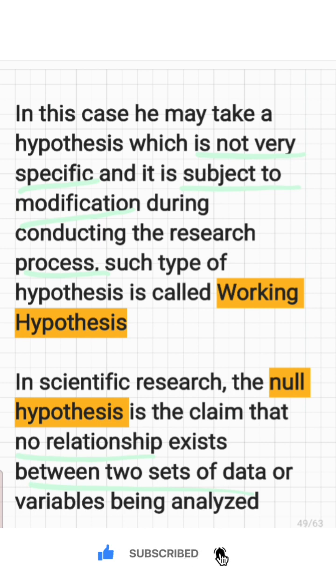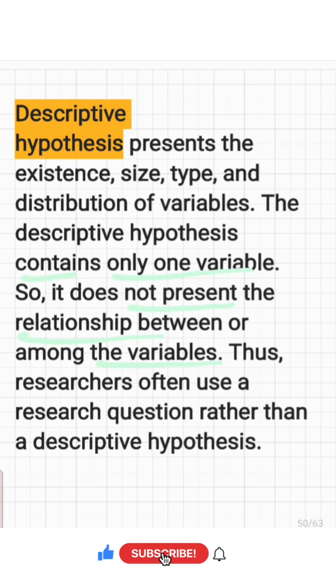And the null hypothesis means that there is no relationship between two variables, or there is no difference between two variables. And the alternative hypothesis means that there is a relationship between two variables. If we reject the null hypothesis, then we will accept the alternative hypothesis. The alternative hypothesis always states that there is a relationship or a difference between two variables. And the descriptive hypothesis mainly describes a situation.